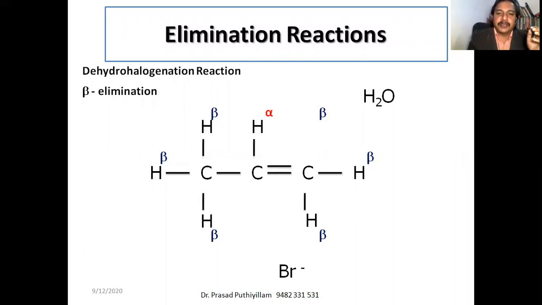Not only that particular hydrogen can be removed, even this hydrogen also can be removed to give the beta elimination, and two more hydrogens are there, which can also be removed to get the corresponding beta elimination.